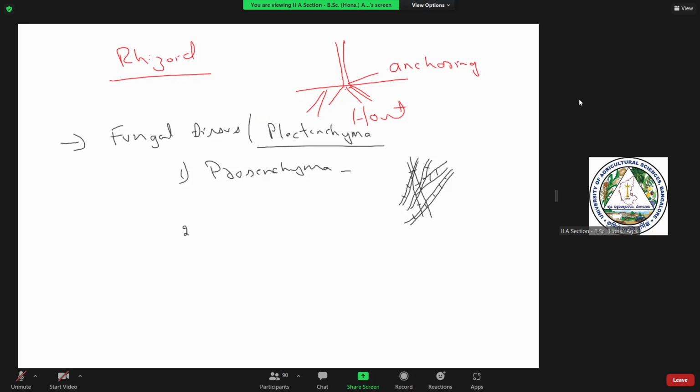The second type of fungal tissue, or plectenchyma, is the pseudoparenchyma, also called the false tissue. So these are basically closed, compact, and more or less isodiametric in shape.